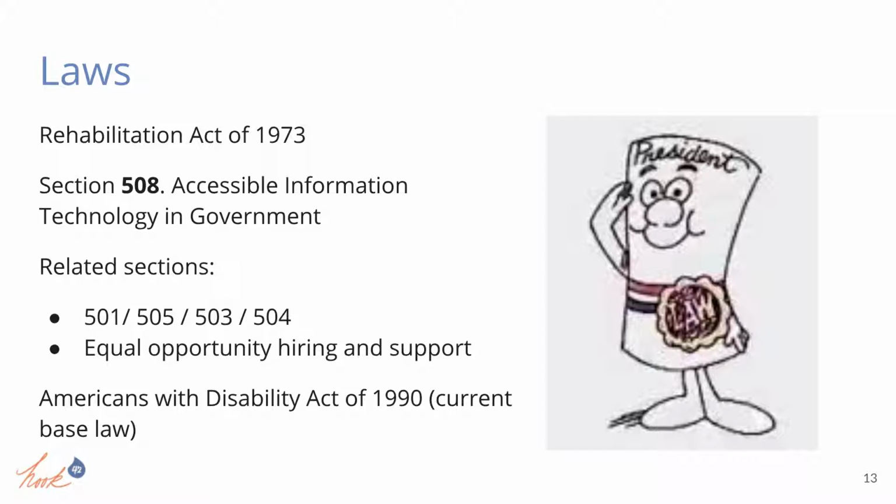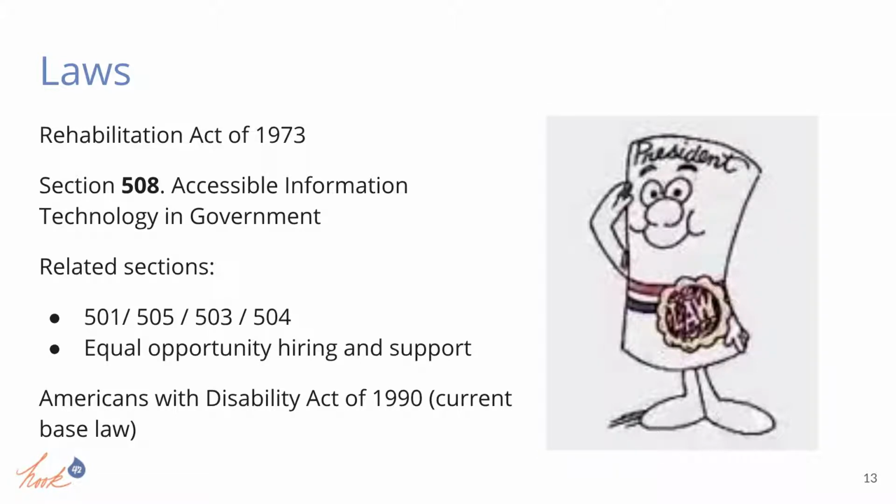So accessibility came from rehabilitation. The idea has been around for a long time, but legally, there's the Rehabilitation Act of 1973. It's split into many different compliance sections. Section 508 means accessible information technology in government. That's why the 508 number is so tangible in the technology environment.